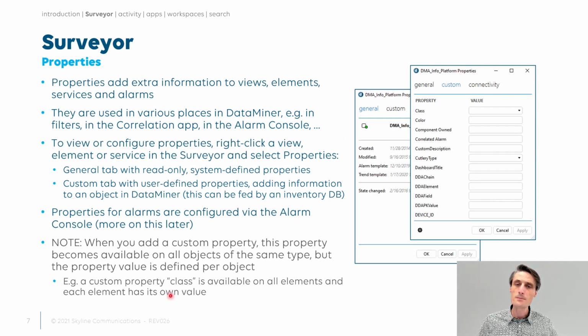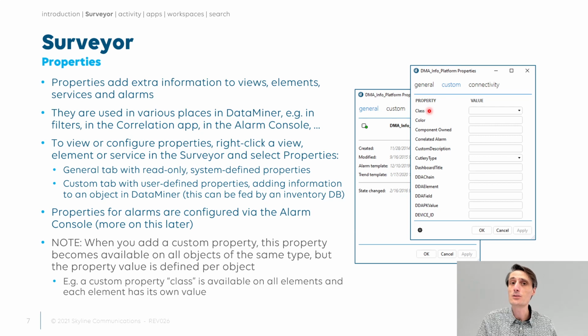Now, a small note that I want to make clear is that if you define a new property, for instance, on an element, like let's say class, gold, silver, bronze, it will be available on every element in your system. So it's always a system-wide property you add, whether it is to views, elements, or services. Each of them have their own set of properties. So you can add an element property, a view property, a service property. And then every element, every view, every service will have that property.